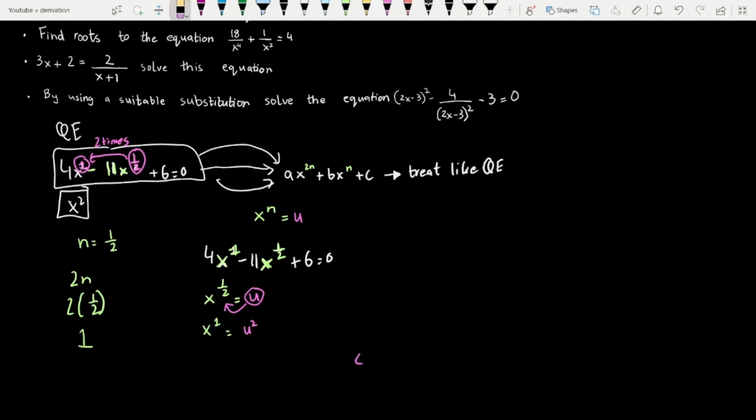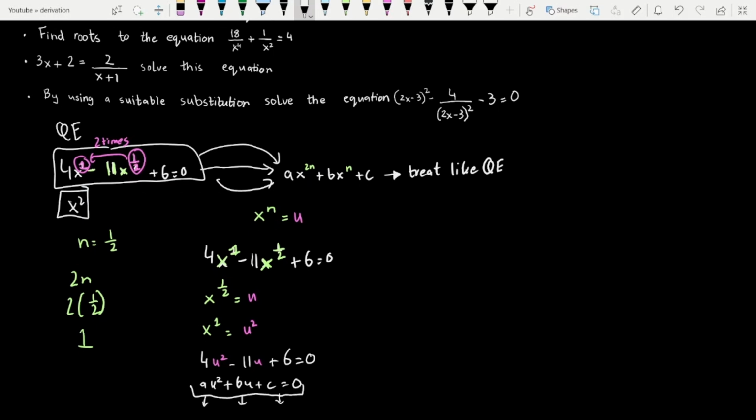Okay, so once we have this part done, what do we want to do? Well, you replace all of the x terms with these u terms. And so this is just going to be 4u squared minus 11u plus 6 is equal to 0. You can clearly see it's a quadratic equation now. And it's obviously in the form, it's not x, so I'm going to call it au squared plus bu plus c is equal to 0. So now you can solve this using your 3 methods.